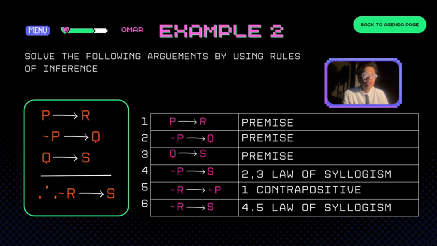We use law of syllogism. And then we use number 1, we take the contrapositive. And then for number 6, we combine 4 and 5 with law of syllogism. So we get the conclusion is negation R implies S.